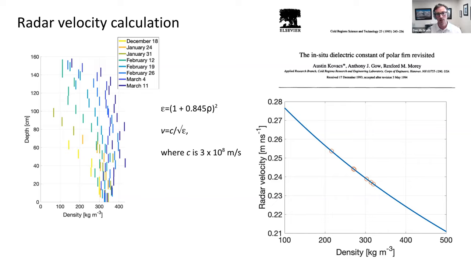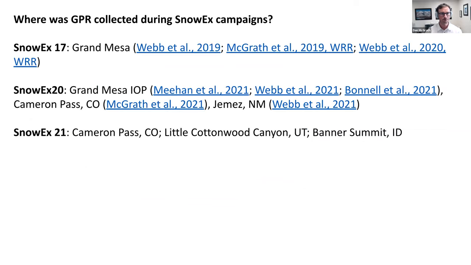So where was GPR data collected during the SnowEx campaign? SnowEx 17 was at Grand Mesa. During SnowEx 20 was both the Grand Mesa IOP and then two time series sites, Cameron Pass and Jemez in New Mexico. And then during SnowEx 21, Cameron Pass, Little Cottonwood Canyon and Banner Summit.